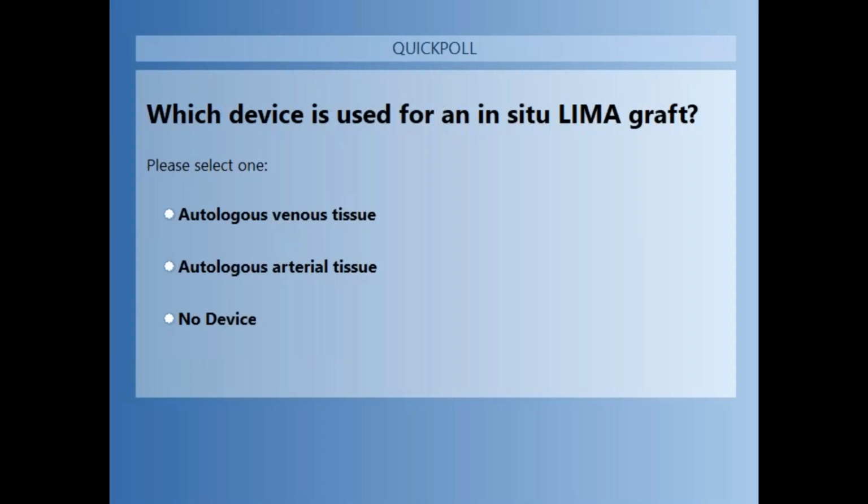Okay. We like to be interactive, so this is an opportunity to hear from you. If you're in a large group, please get a general consensus from the group when answering the polling question, and we'll do a brief discussion once we receive the majority of the answers. So our first question is, which device is used for an in situ LIMA graft? Autologous venous tissue, autologous arterial tissue, or no device? And we'll let you select your answer, and then we will do a little discussion.